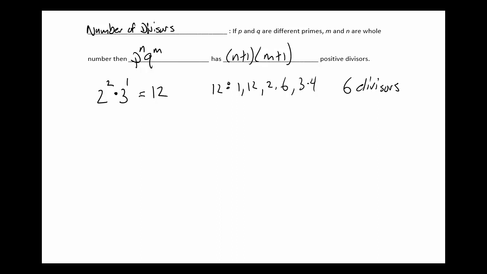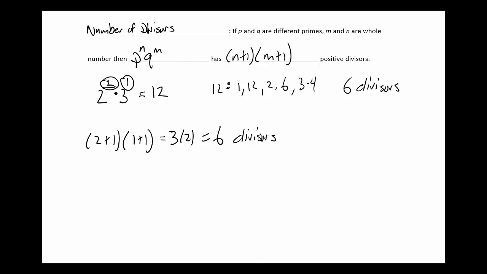Now what this theorem says is, if I have the prime factorization for any given number, I can very quickly find out how many positive divisors there are. So in this case, I want 2 plus 1 from that exponent right there, and 1 plus 1 from that exponent right there. So that tells me there are 3 times 2, or 6 divisors.